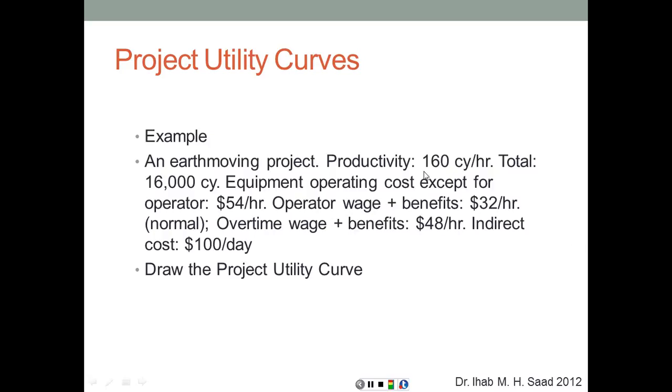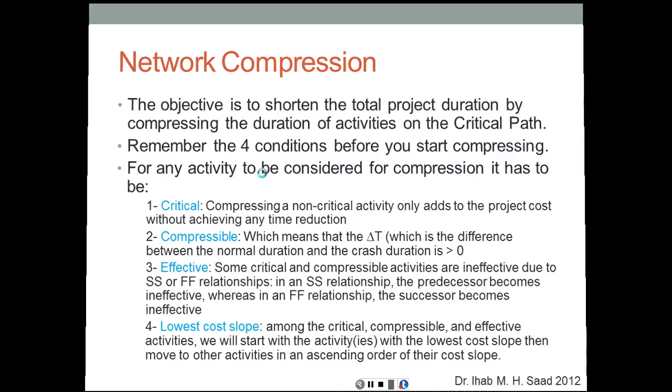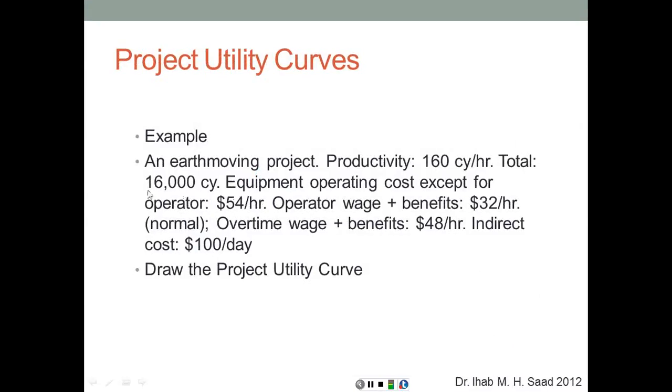So first of all, we have to establish the normal duration, which is 16,000 cubic yards divided by 160 cubic yards per hour. That gives 100 hours. So once we know that it's going to be finished in 100 hours, we can calculate the cost of labor during these 100 hours as well, which is going to be the $54 per hour plus the $32 per hour. All of this is going to be the direct cost for the project.